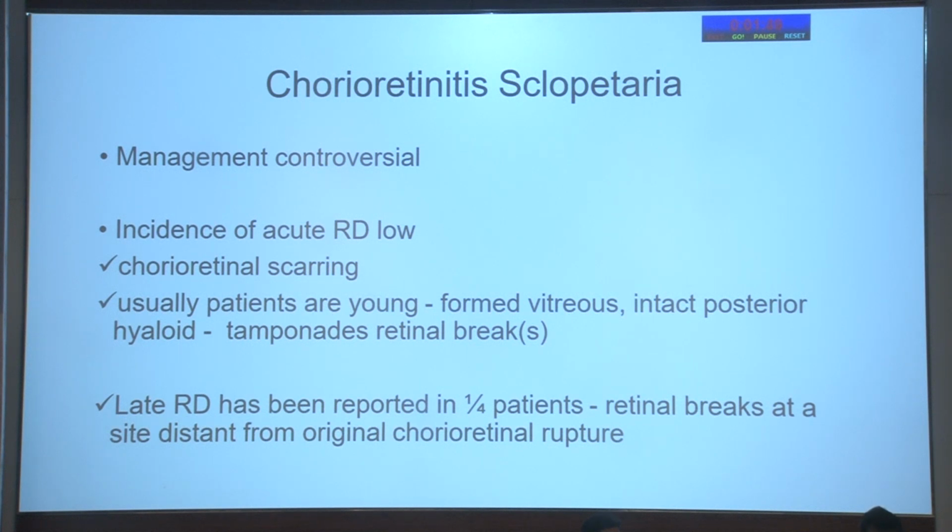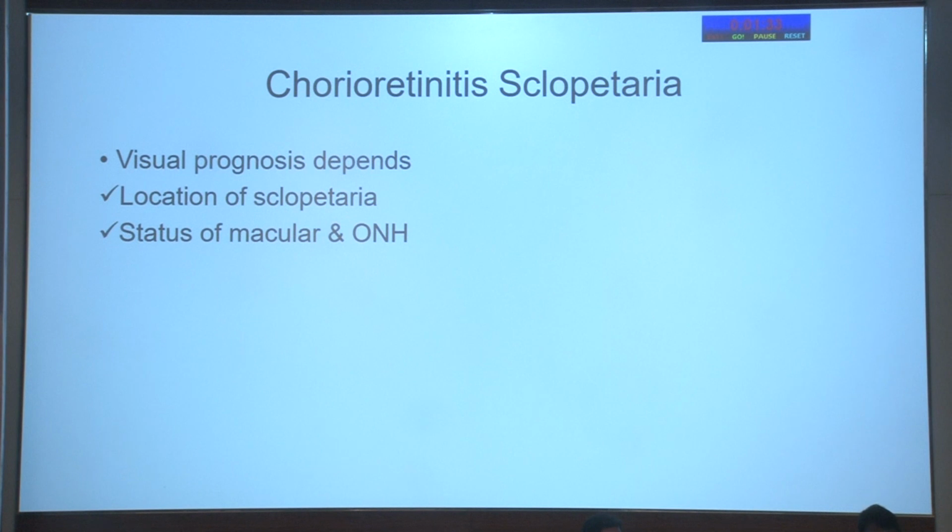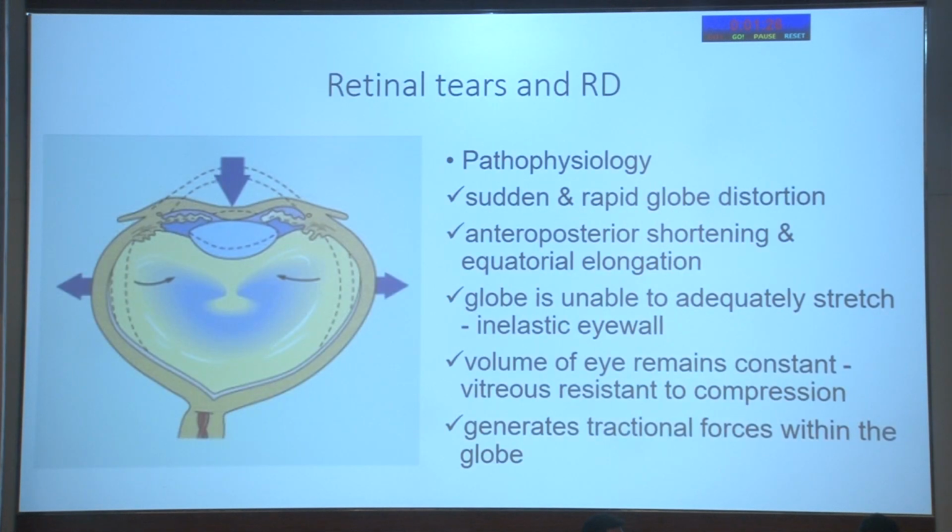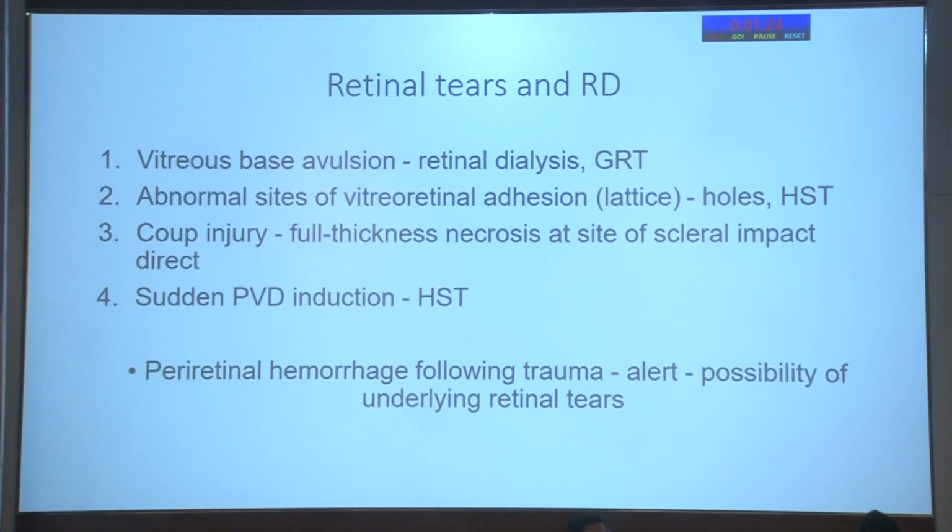But late RD has been reported in 1/3 of the patients, and the majority cause retinal breaks that happen at a different site. And visual prognosis will depend on the location of the sclopetaria as well as status of the macula and optic nerve head. So retinal tears and RD can happen. What the basic pathology is, vitreous-based avulsion can lead to retinal dialysis as well as GRTs. Abnormal sites of vitreoretinal adhesions can lead to holes. Coup injury can lead to full thickness necrosis, and sudden PVDs can lead to horseshoe tears.